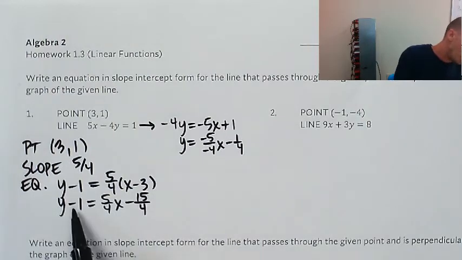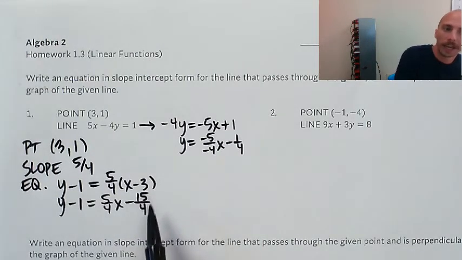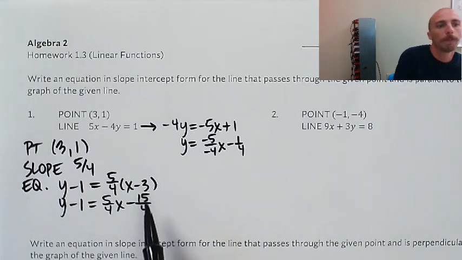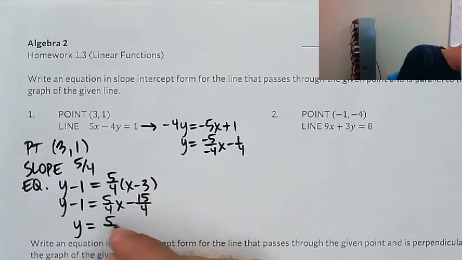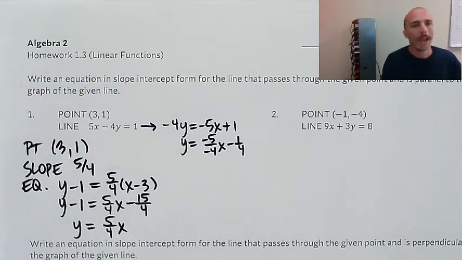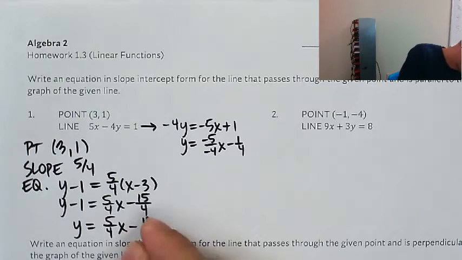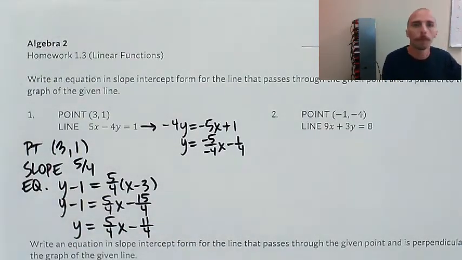Okay, now if I'm going to try to solve for y, I need to add 1 to both sides. But in order to add with this, I need to think about adding 4/4 to both sides. So y is going to equal 5/4 x, negative 15/4, and you add back 4 of them, you'll have negative 11/4. Okay, and that's an equation in slope-intercept form.